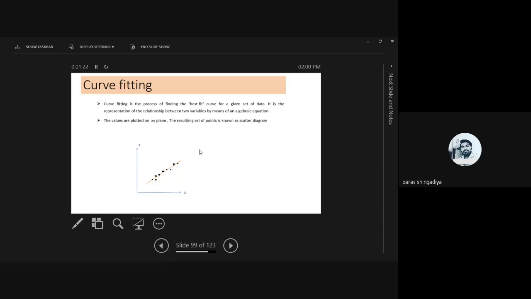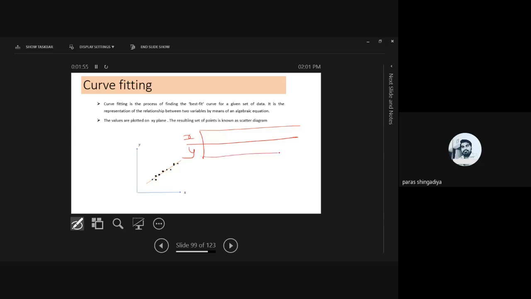What is the meaning of curve fitting? We have tabulated data for values of x and y, and you have to plot this data in the xy plane, and you have to predict one straight line by using this data. You have to predict a parabola equation, logarithmic graph, or straight line equation by using the data in this xy plane, in 2 dimensions, x and y.